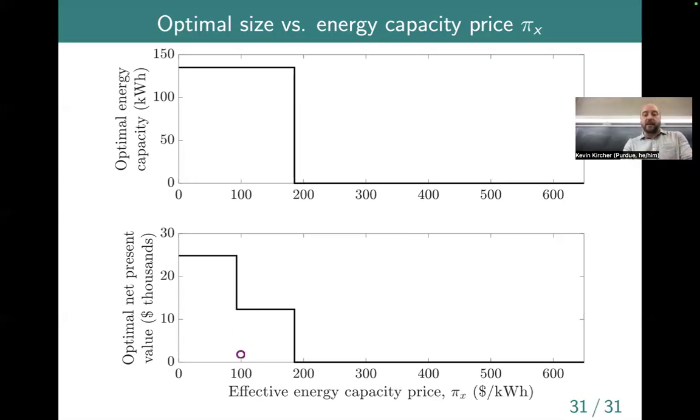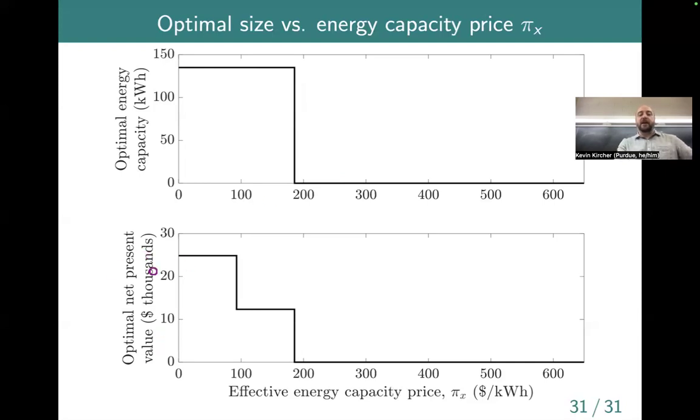So here I'm plotting on the x-axis the price, the pi x, the basically the dollar per kWh price of putting in capacity. And then the top plot here is the optimal result. How much battery do we actually install? And so you can see that this is the max value that I put in, 135 or something. So as long as the price is below about $200 per kWh, we put in the biggest battery we can get. And then if the price goes above that, we mode switch down to basically installing nothing. It says not too expensive, forget about it.